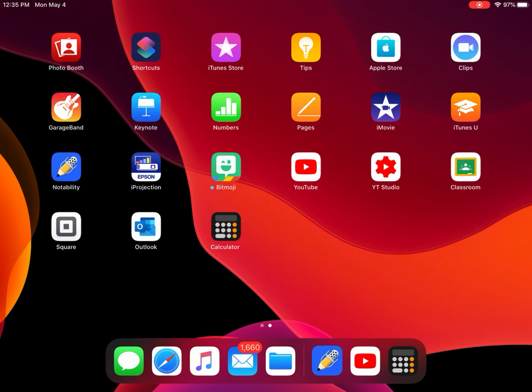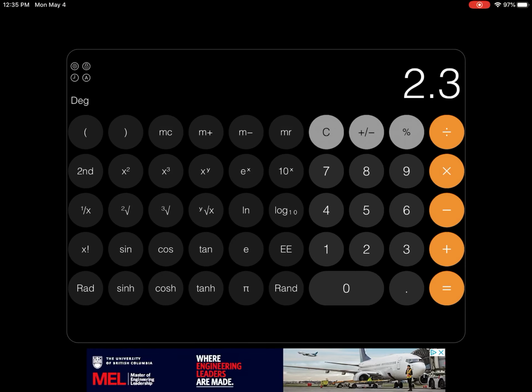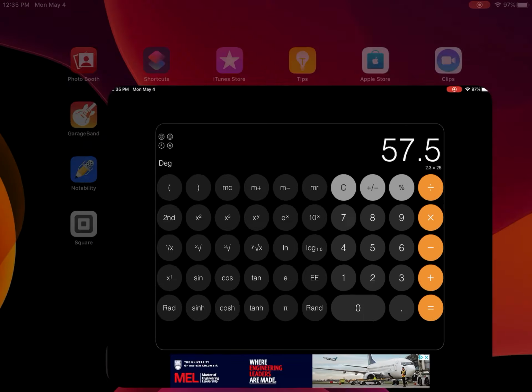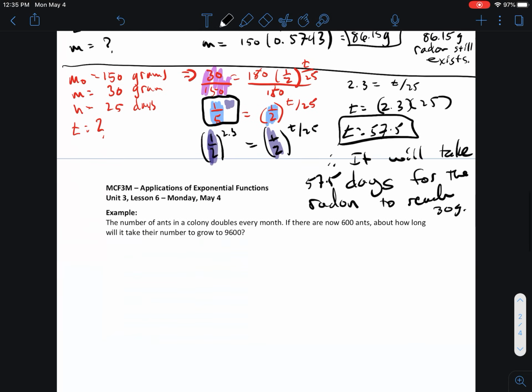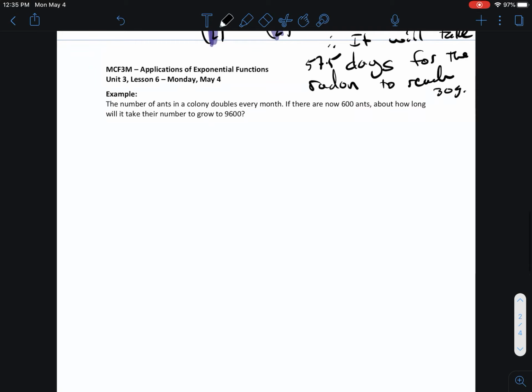All it does here is change this. It's t over 25, right? So then your answer is just going to be 2.3 times 25. So 2.3 times 25 is 57.5. Therefore, it takes 57.5 days. That's all it changed. 57.5 days for it to reach 30 grams.